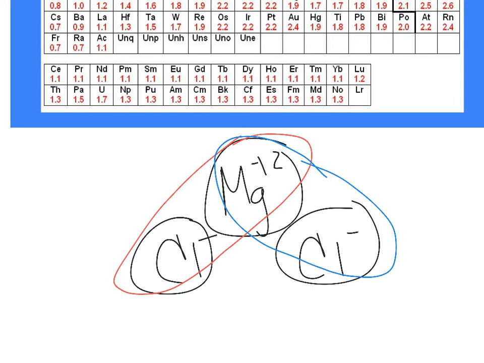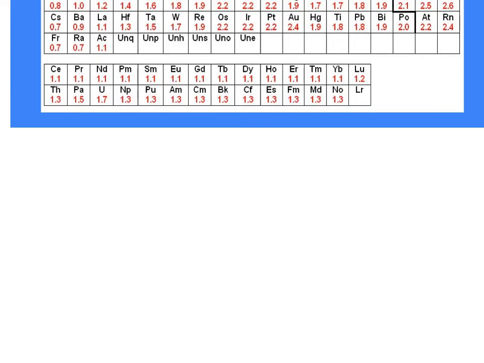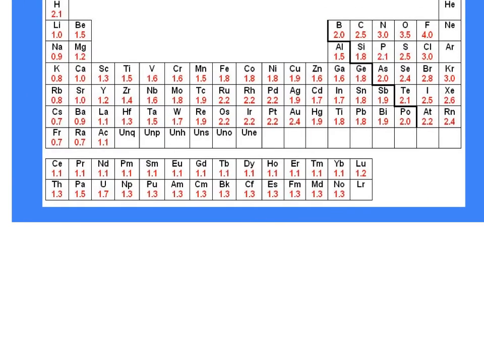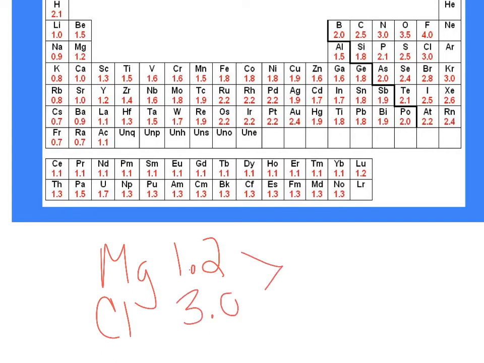So I'm going to find the electronegativity of each. So we're going to find the electronegativity of magnesium, which is 1.2. And we're going to find the electronegativity of chlorine, which is 3.0. So the difference between there is 1.8.